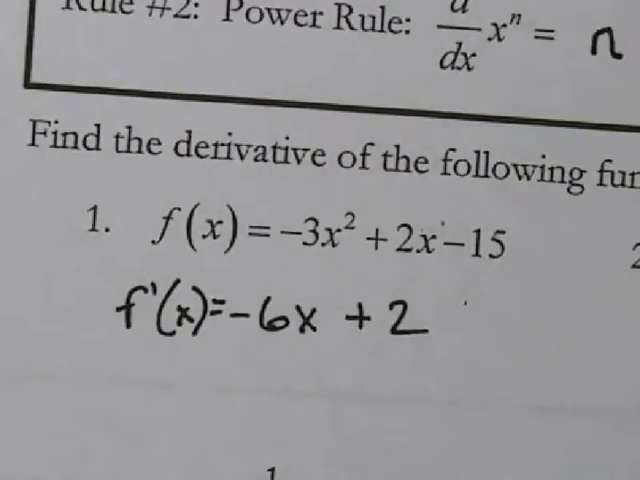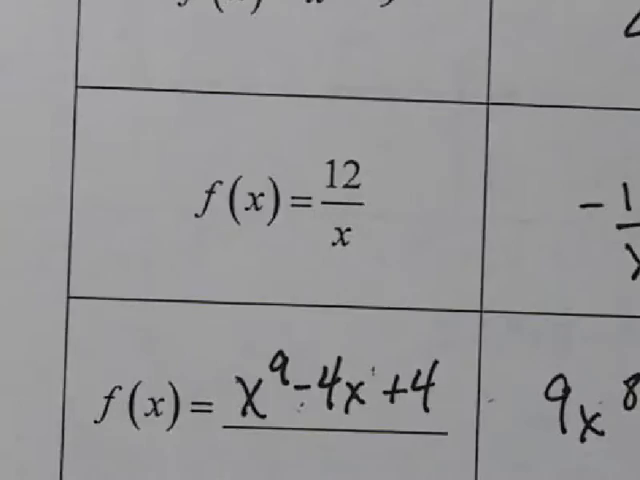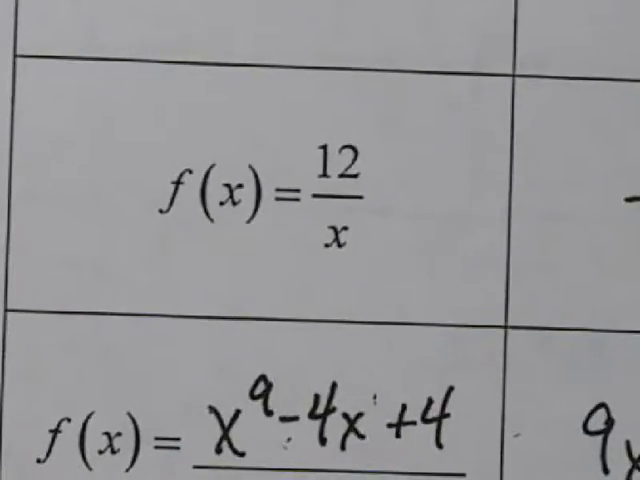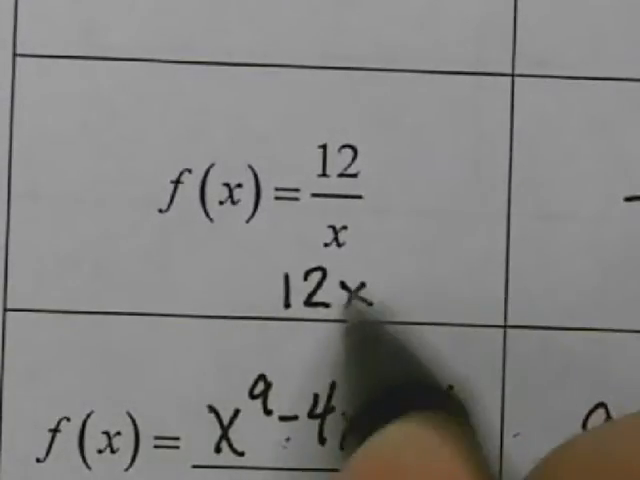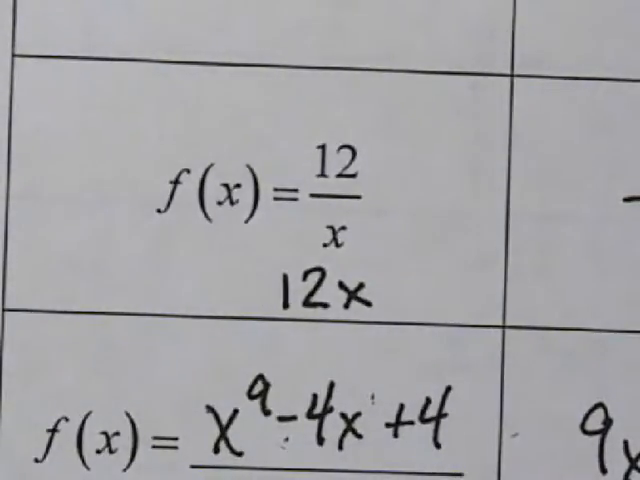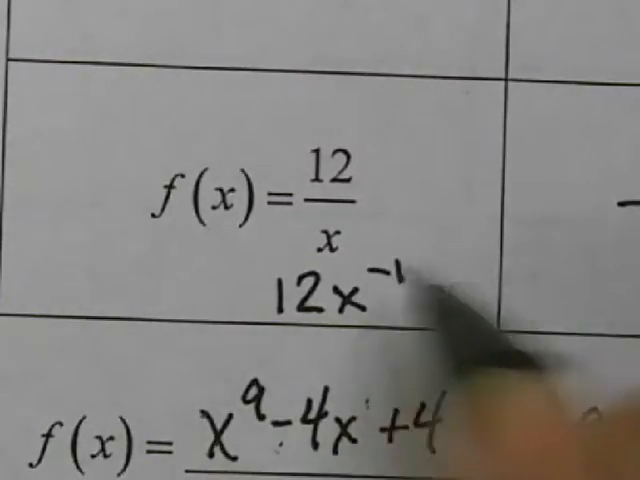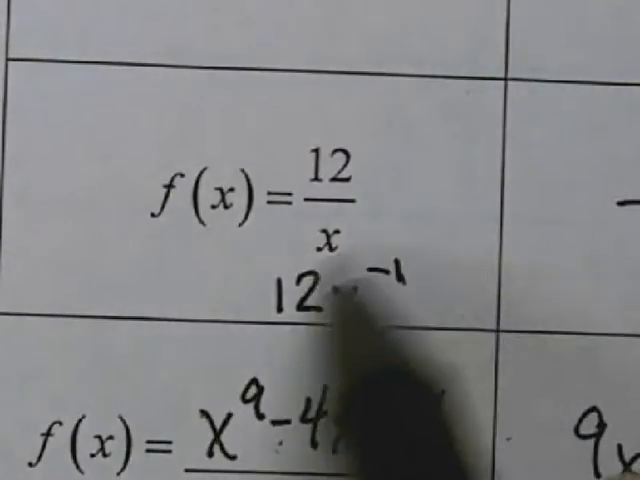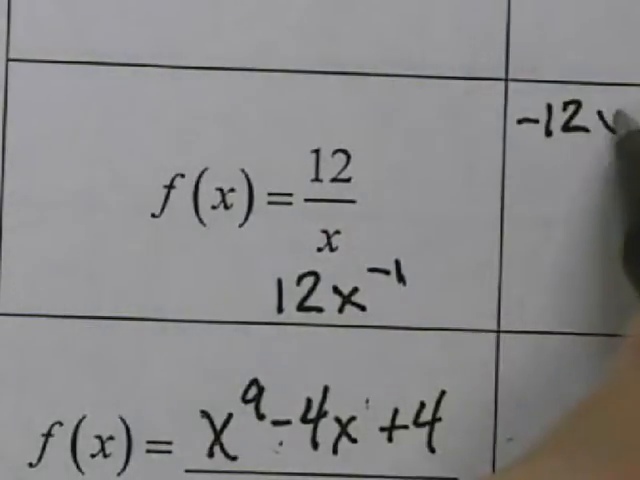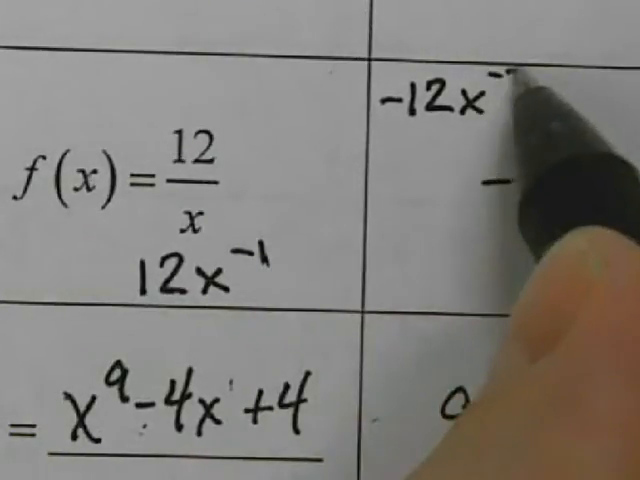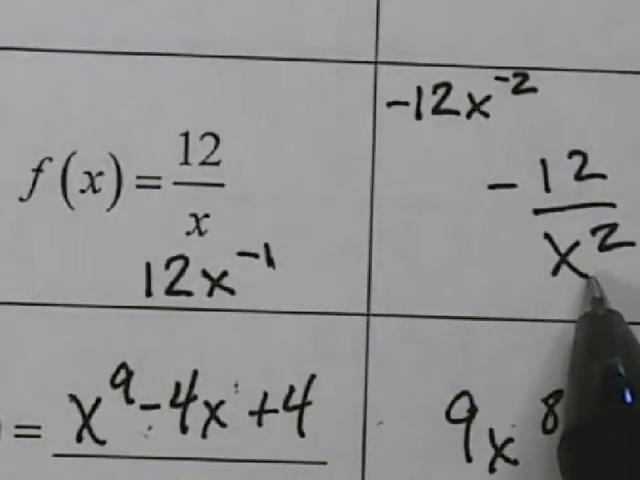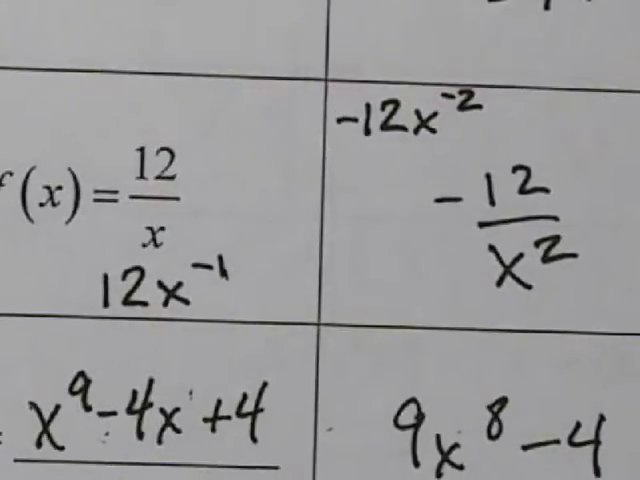Alright. Come back up here. Alright, let's get a little funky. Oh, man. 12 over x. Here's your key. You've got to write this as x to a power. So, that is 12 times x to what power? -1. Good. Now, should be easy. What's -1 times 12? And what happens when I take 1 away from -1? Which is -12 over x squared. That makes magic. Okay?